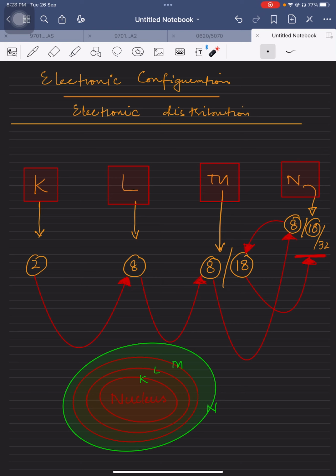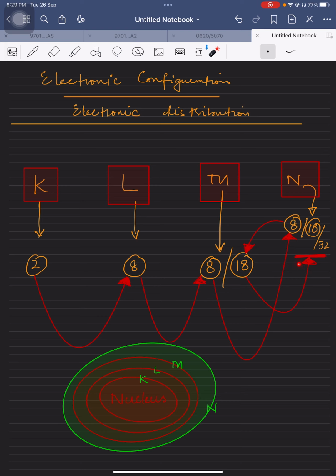Okay, so first of all, it is K 2, then L 8, then M 8, then N 8, then back to M. And how many electrons in the M now? We are going to add 10 more electrons to the previously present 8 electrons to make it 18. Okay, and then after completing this M shell to 18, we will go back to N shell. And how many electrons are we going to fill up there? There we are going to fill up till 32.